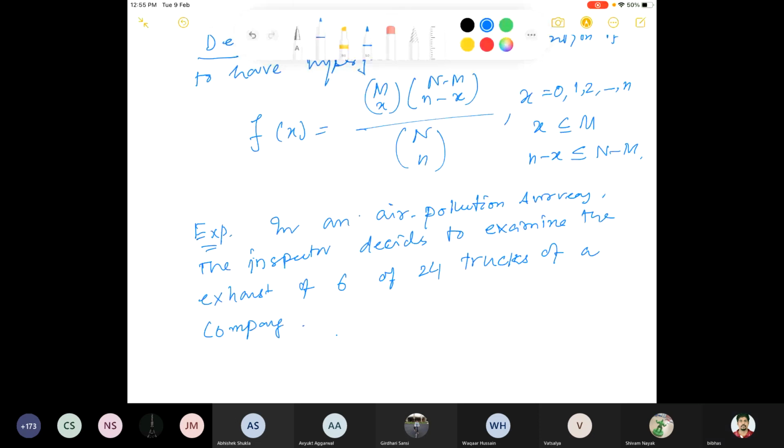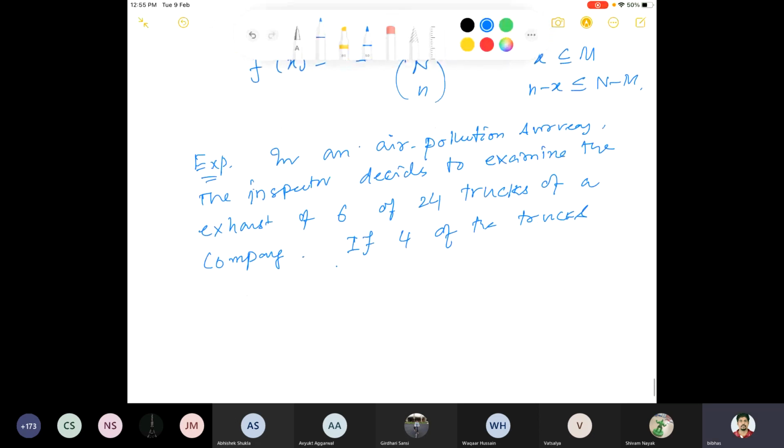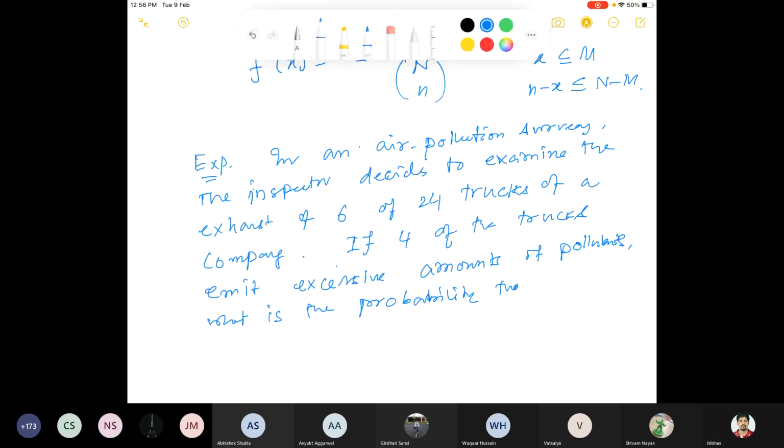Now, if 4 of the company's trucks emit excessive amounts of pollutants, what is the probability that none of the trucks that emit excessive pollutants will be included in the inspector's sample?